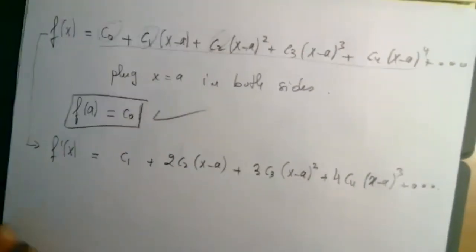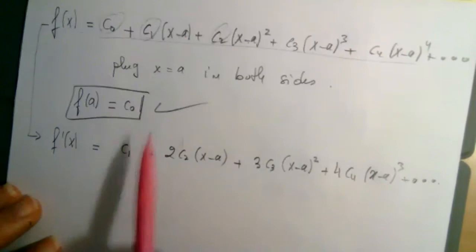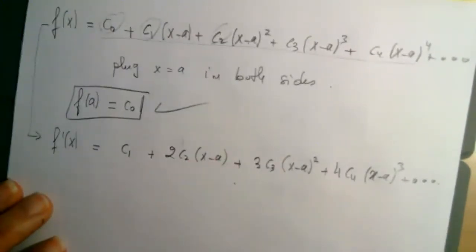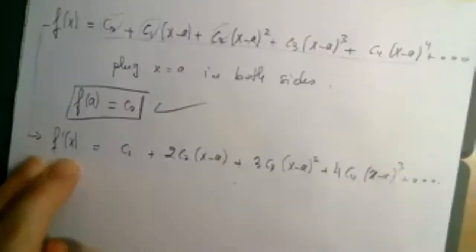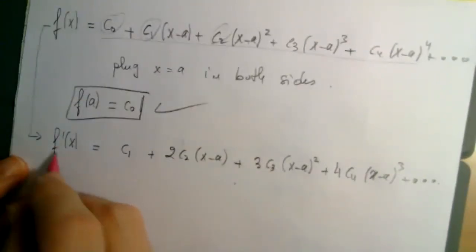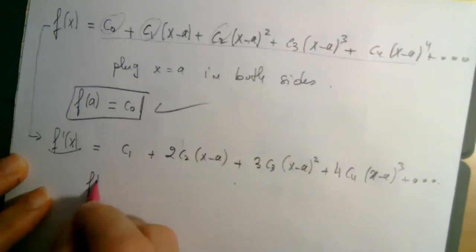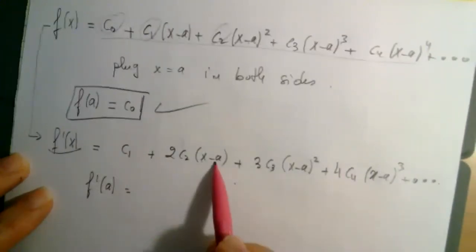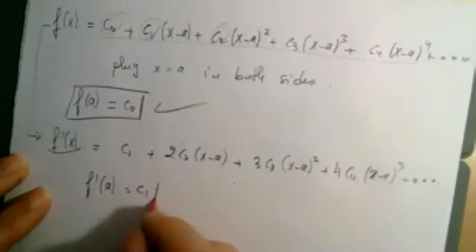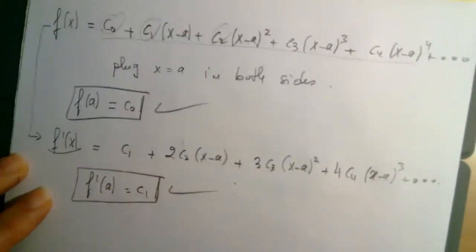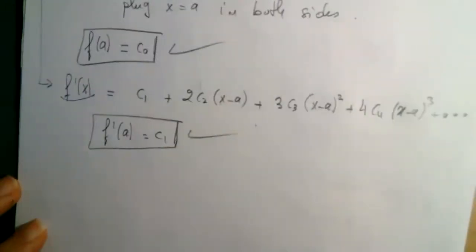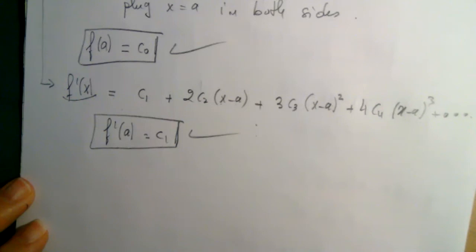So the idea is to tell you where those C's are coming from. Again, I'm going to plug x equal to a in both sides. If I plug a here, I get the derivative at a. I put in a here, 0, 0, 0, equal to C1. I got C1. Now, I'm going to get C2.